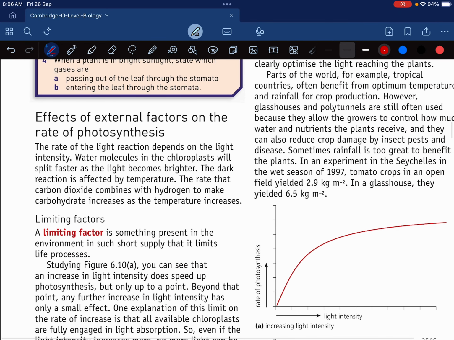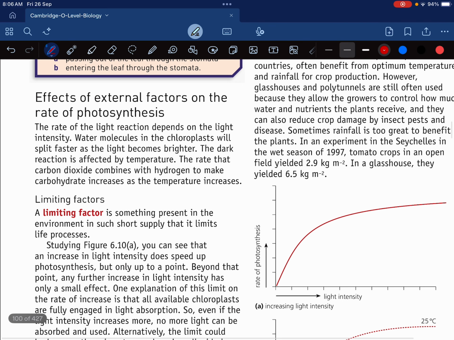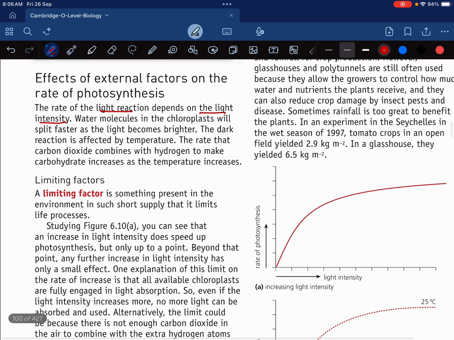All right, the rate of light reaction depends on the light intensity. Again, light reaction depends on light intensity. How intense is the light that's given? Water molecules in the chloroplast will split faster if the light becomes brighter. The brighter the light, the quicker the water molecules split.